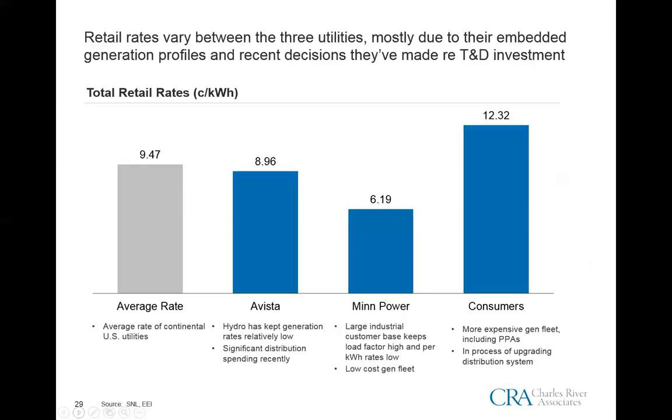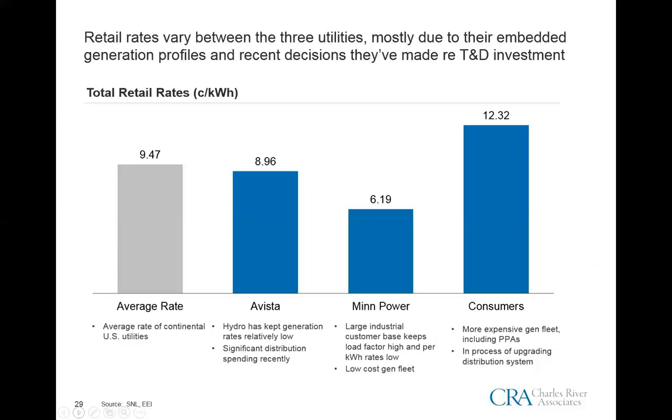Minnesota Power, as was mentioned, has a very large industrial customer base, which keeps load factor high and per kilowatt hour rates quite low. And another factor driving this has been low coal prices, access to relatively cheap hydro and wind in that region as well. Avista has historically been closer to the national average, but generally a little bit lower as a result of low cost and well-depreciated hydro in their system, although recent distribution spending has pushed growth rates up quite a bit.